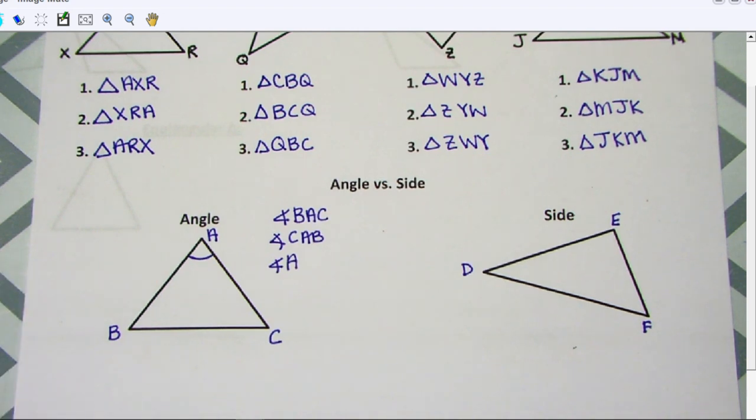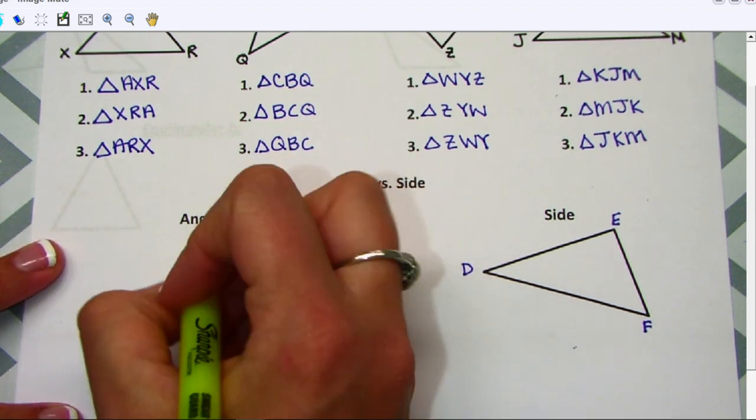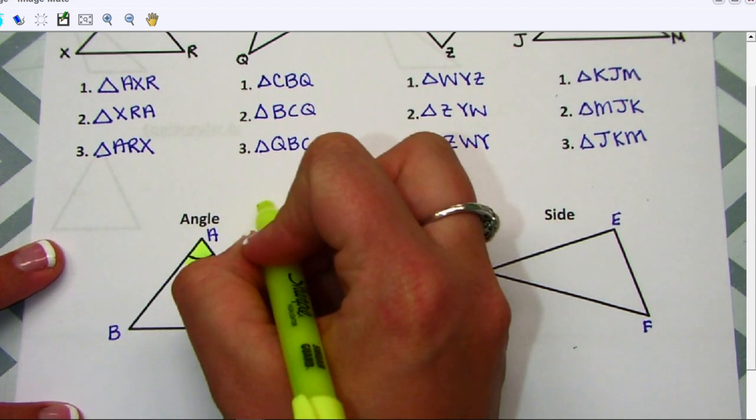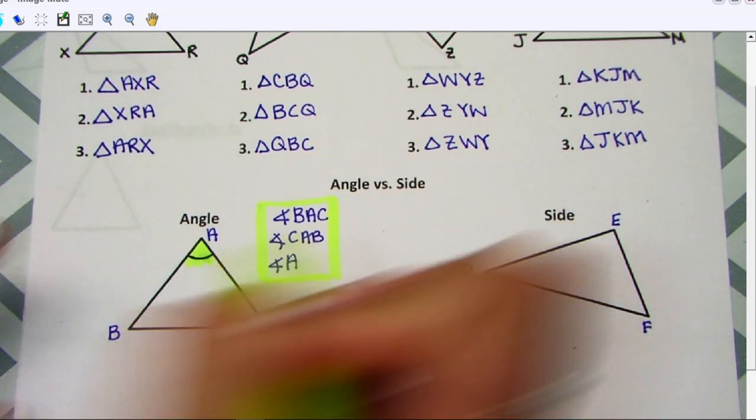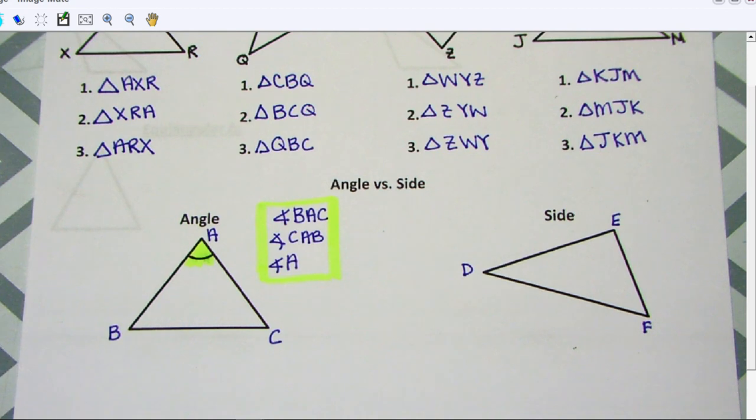So remember, when it's sitting by itself like that and it's not adjacent to anything, I can just call that angle A. So what I'm going to do is highlight this little angle right here. I'm just going to put a box around all these names. Those are all the different ways to name that angle. When we get to classifying, we have to know where angles are located. So being able to name them is very, very important.